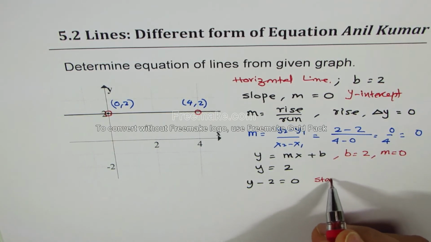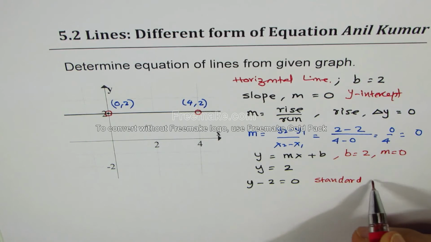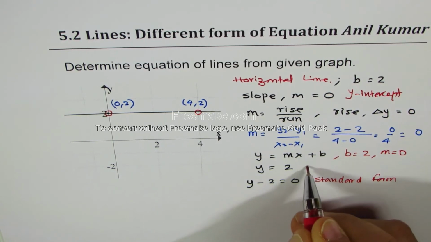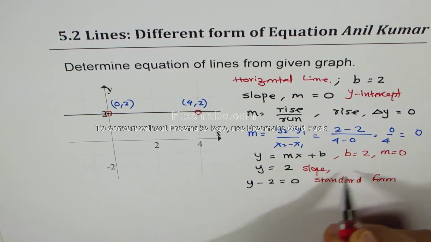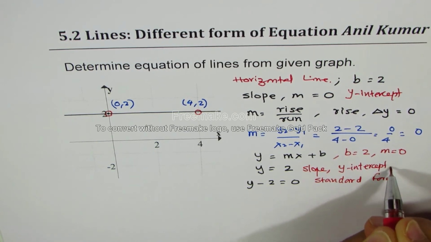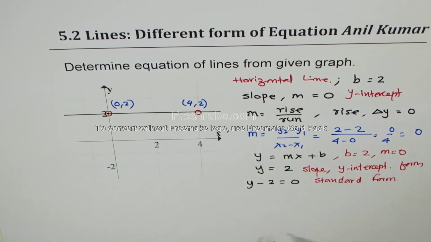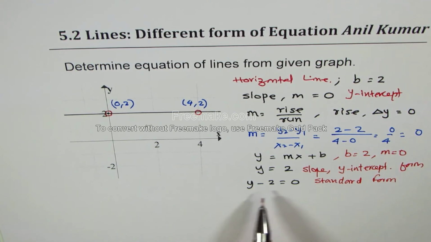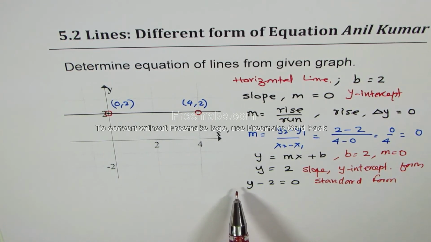This becomes the standard form, and that is slope y-intercept form. So I hope that is clear. So in standard form, at times you may not have any x in the equation. Rather, the coefficient of x is 0, correct?